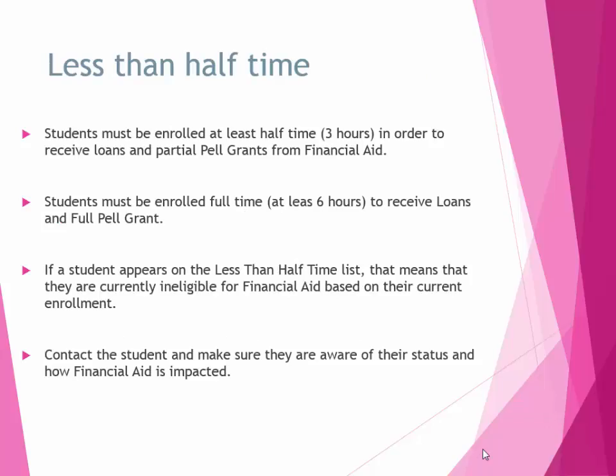That leads us to less than half-time reports. These are for students who are in less than 3 hours of courses during the term. You need to be in a minimum of 3 hours to get partial Pell Grants and other loans. If you're in 6 hours, you can receive full Pell Grant and loans. So these lists normally include students in 1 or 2 hours, and normally you'll see that these are students who are taking orientation by itself. So you just want to contact these students and let them know how their financial aid is impacted because of the number of hours they've chosen to take.